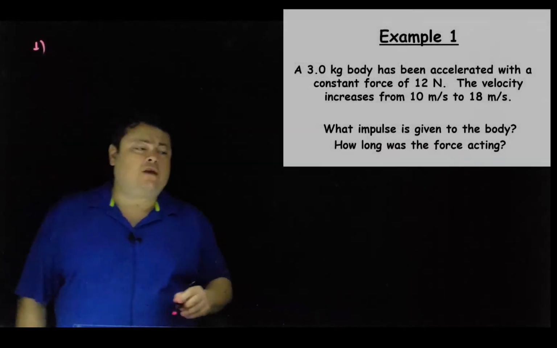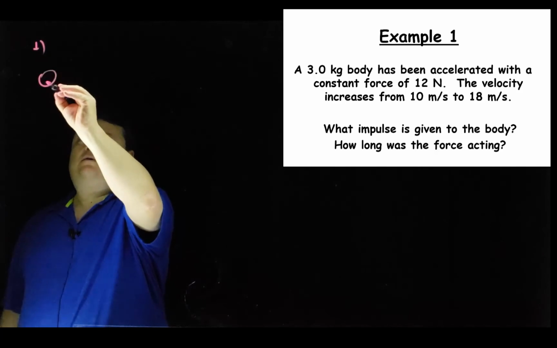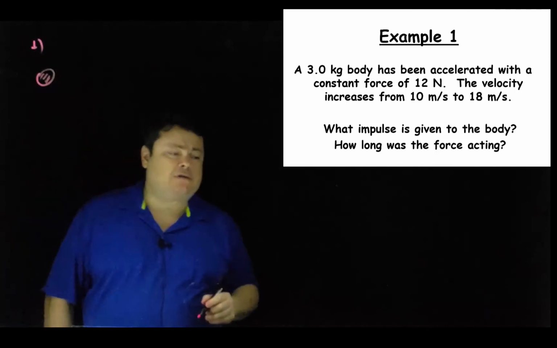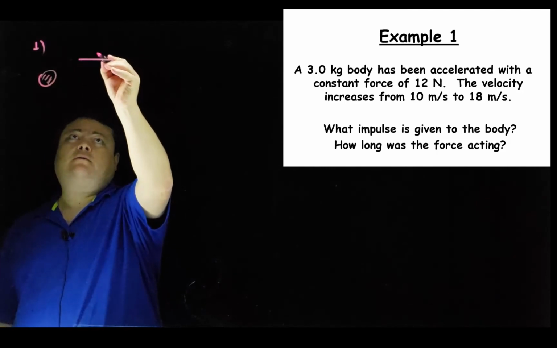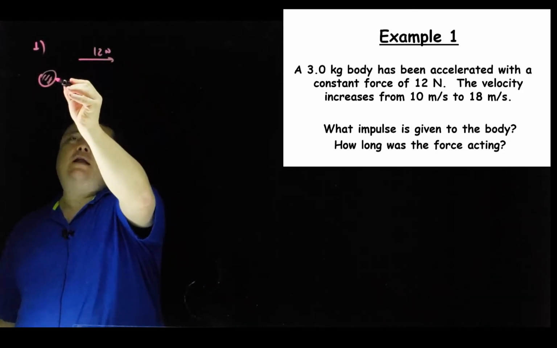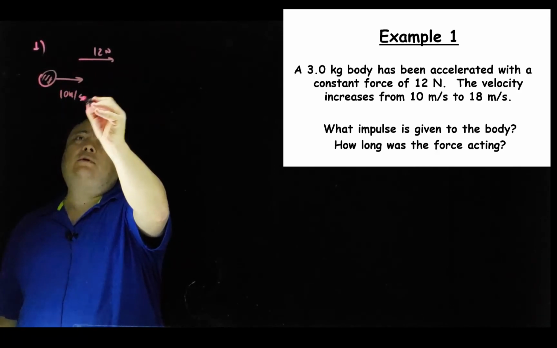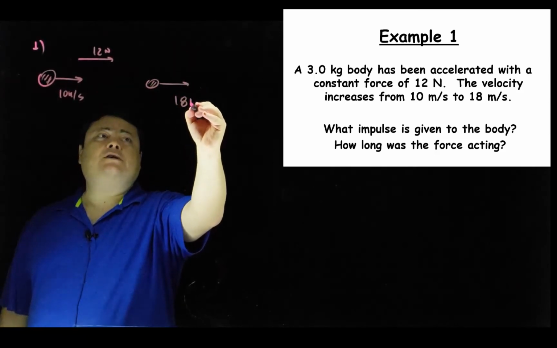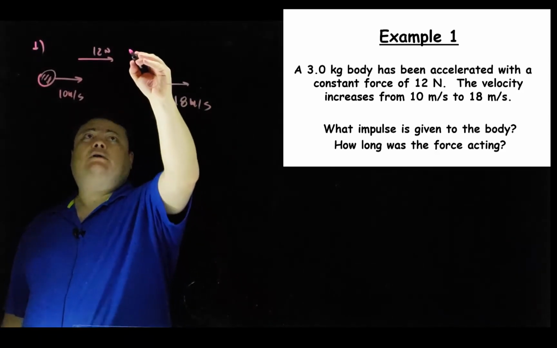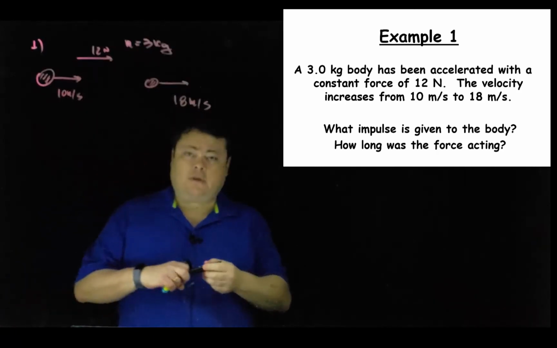Example 1. We're given that a 3 kilogram object is under the influence of a 12 Newton force, and its velocity increases from 10 to 18 meters per second. And the mass of this object is 3 kilograms.